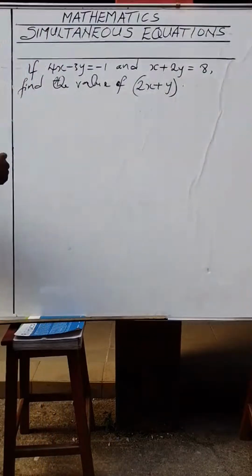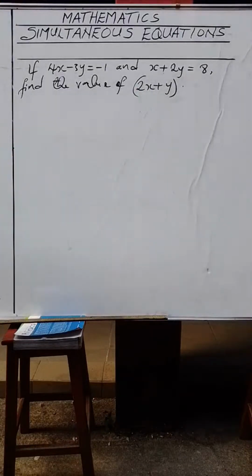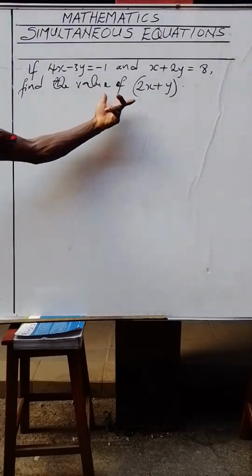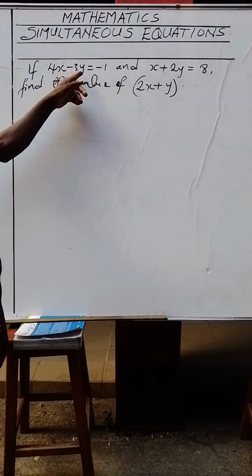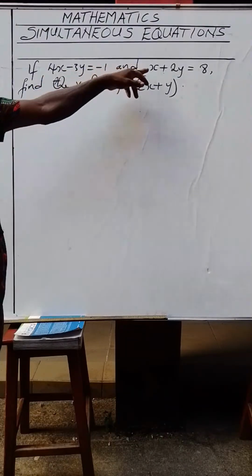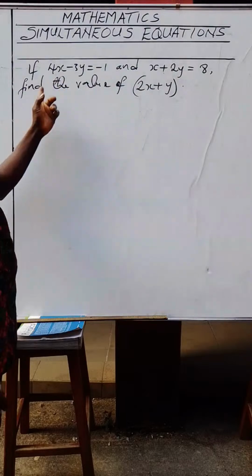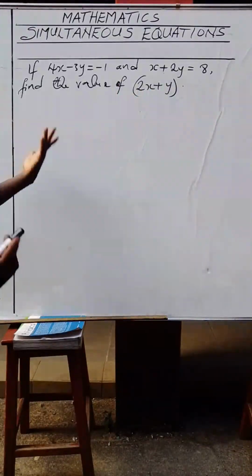So this is similar to the previous one, okay? We just finished solving the previous one. If you check it out, you see that it's similar, not too different. What we have here is this. We are given that if 4x minus 3y equals minus 1 and x plus 2y equals 8, then we should find this value, just like we did the previous time.